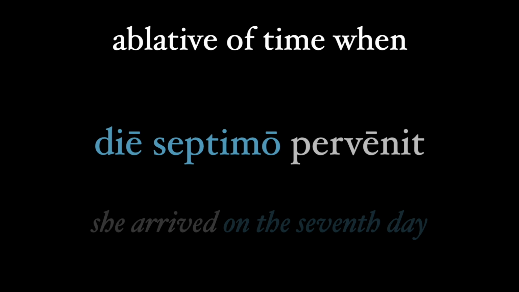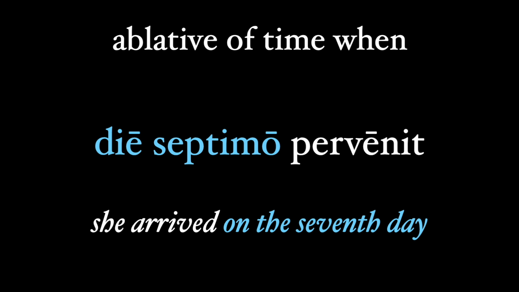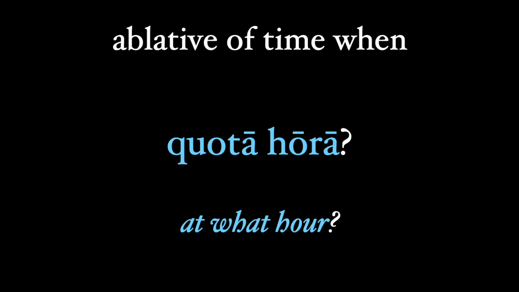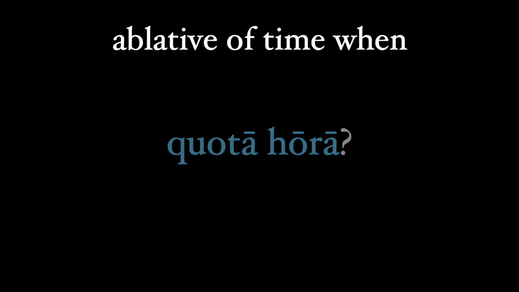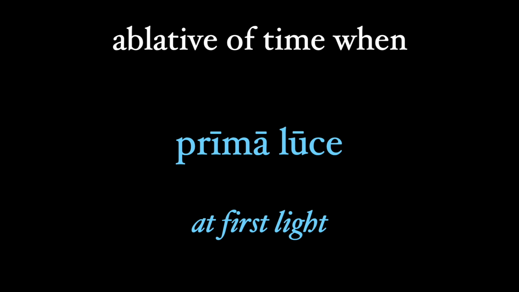If we want to show when something happened, though, then we will use the ablative case, and this is a variation on the ablative of location. Die septimo pervenit. She arrived on the 7th day. Notice that we don't need to use a preposition to show when. And there's this phrase, quota hora, at what hour? Or perhaps you might want to say prima luce, at first light or daybreak.